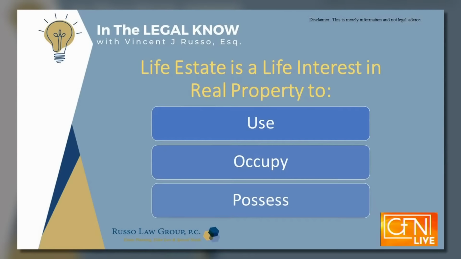What is a life estate? It is an interest that a person has, a life interest in real property, your home, to use, occupy, and possess. So someone has the right to live in their home. They can do what they want with it. They can possess it. They can occupy it. And that is the simple definition of a life estate.